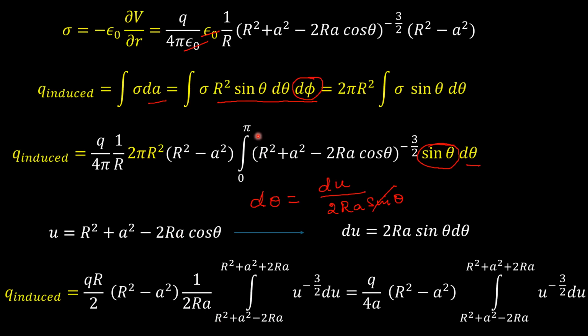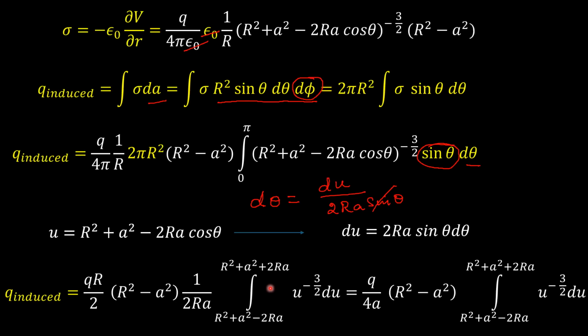What about the upper limit? Cos pi is minus 1, so this will become plus. So this will be r squared plus a squared plus 2Ra. So the upper limit is this one, and then the lower limit. And you have to integrate u to the power minus 3 by 2 with respect to u.